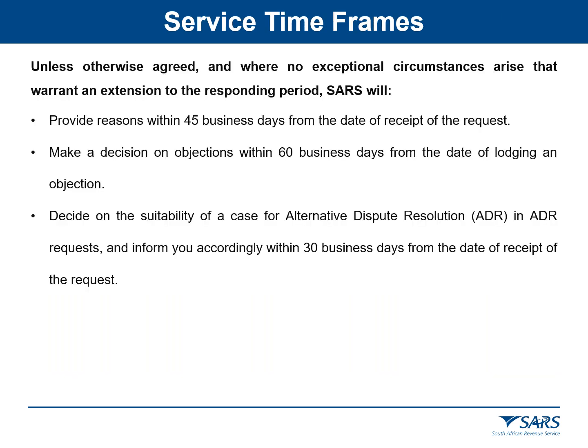Service time frames. Unless otherwise agreed and when no exceptional circumstances arise that warrant an extension to the responding period, SARS will provide reasons within 45 business days from the date of receipt of the request. Make a decision on objections within 60 business days from the date of lodging an objection. Decide on the suitability of a case for alternative dispute resolution, that's the ADR process, and inform you accordingly within 30 business days from the date of receipt of this request.